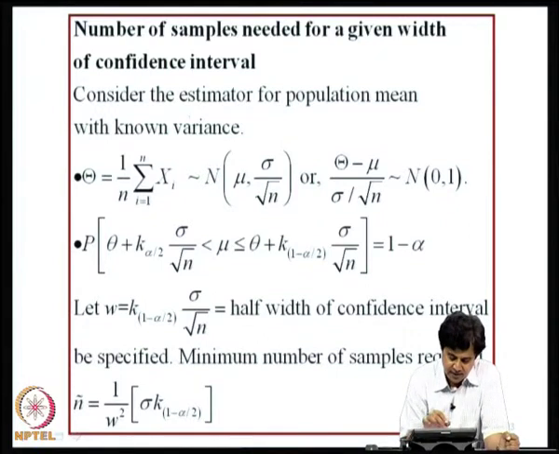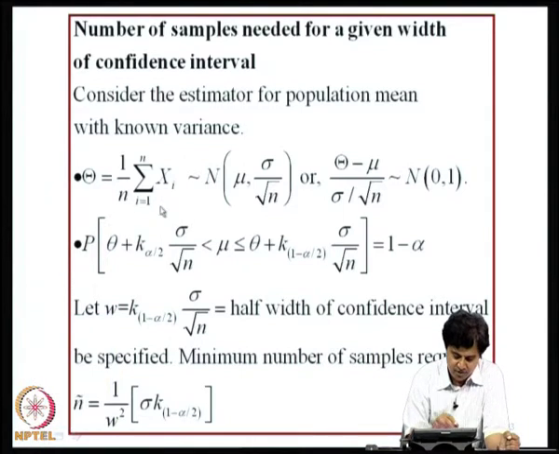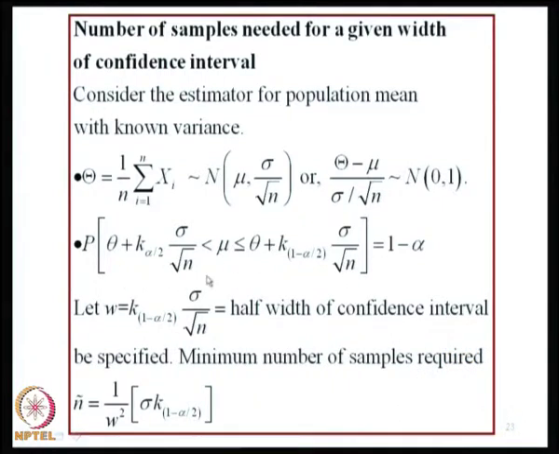Now, consider the estimator for population mean with known variance, so that the sampling distribution is Gaussian. This is our sampling distribution, mean mu and standard deviation sigma by square root of n, where n is the sample size. Or this standard normal random variable (theta minus mu) divided by sigma by square root n, which is a 0 mean, unit standard deviation normal random variable, and this is a statement that helps us to define the confidence interval.